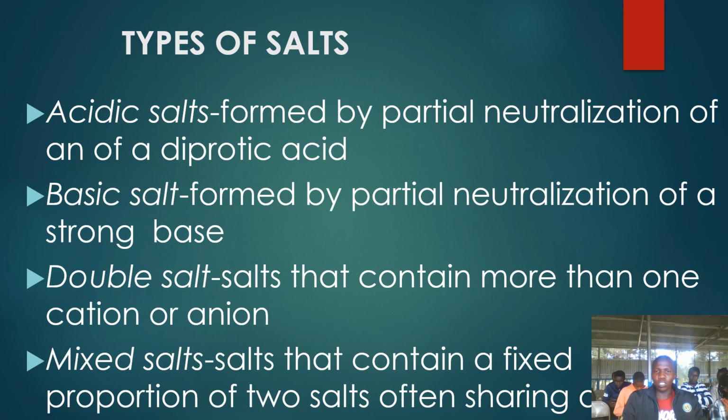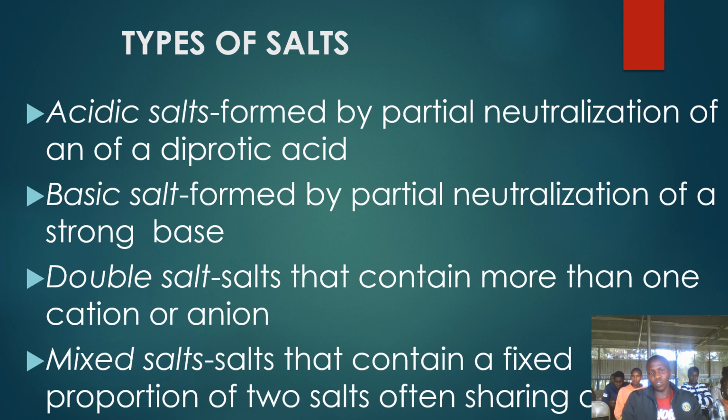A basic salt is formed by partial neutralization of a strong base. A strong base is a type of base which has a pH that ranges between 10 to 14, and this strong base has hydroxide ions. The hydroxide ions present in that strong base are what form a basic salt, and it is formed through partial neutralization.